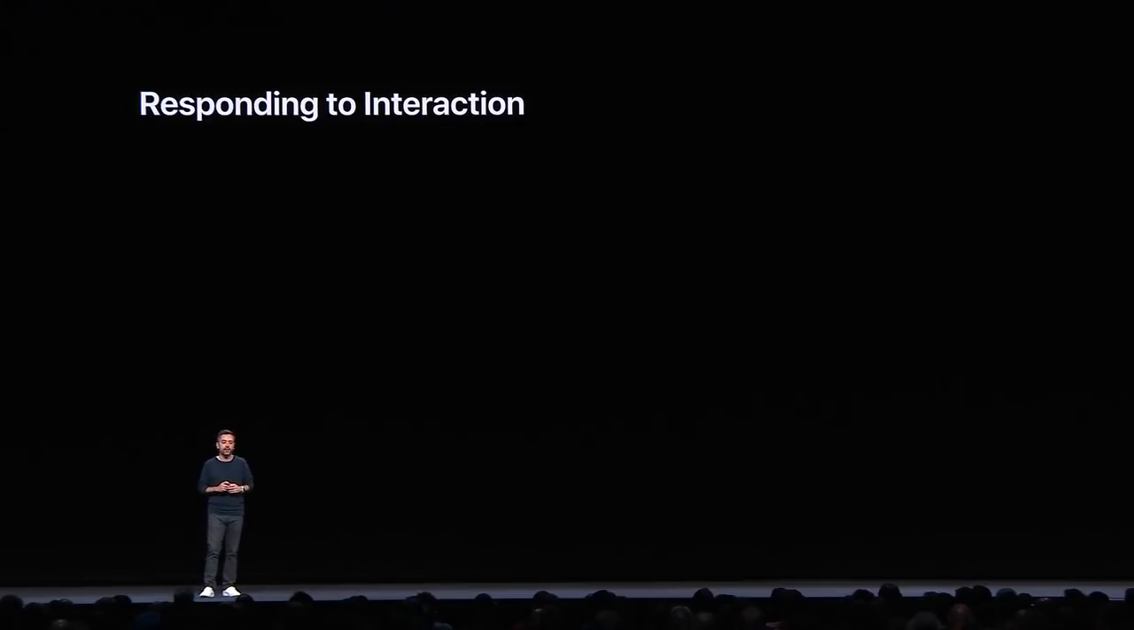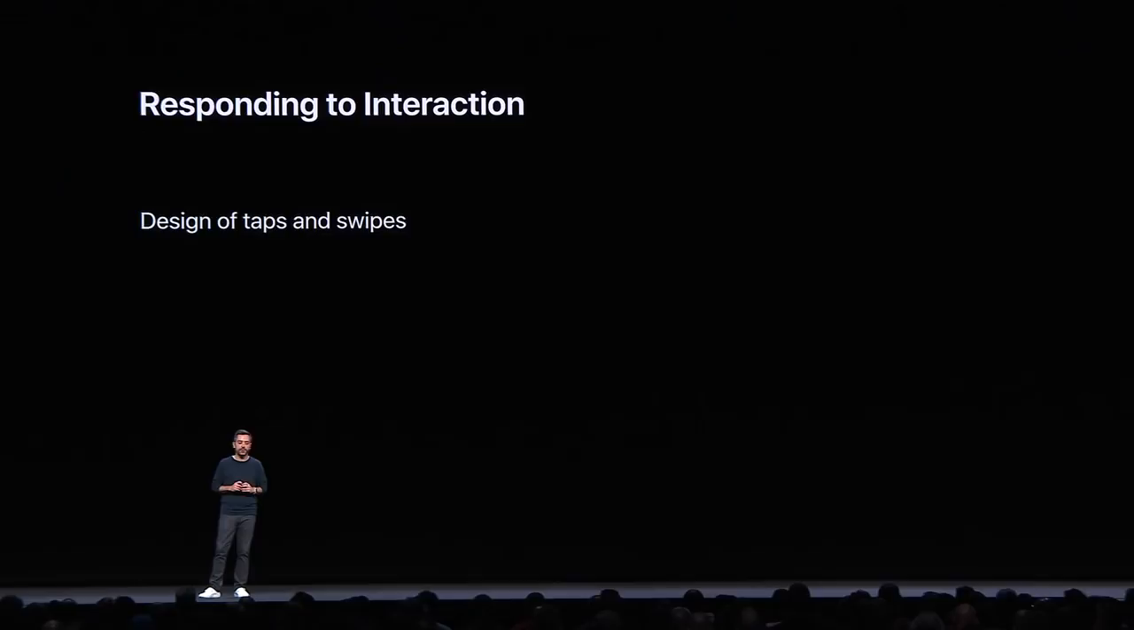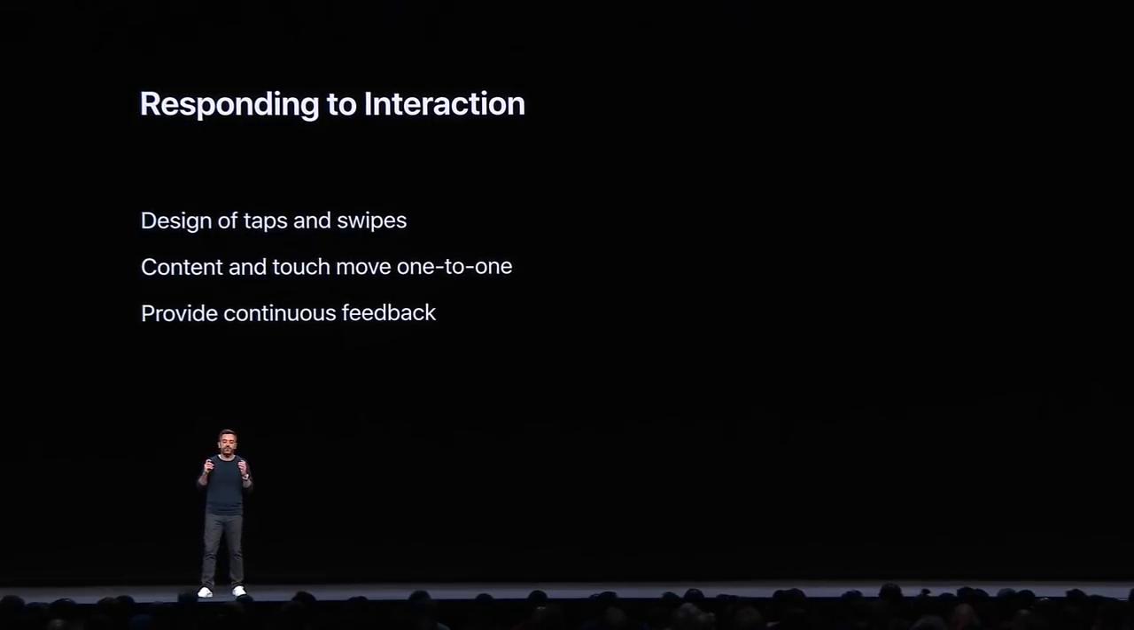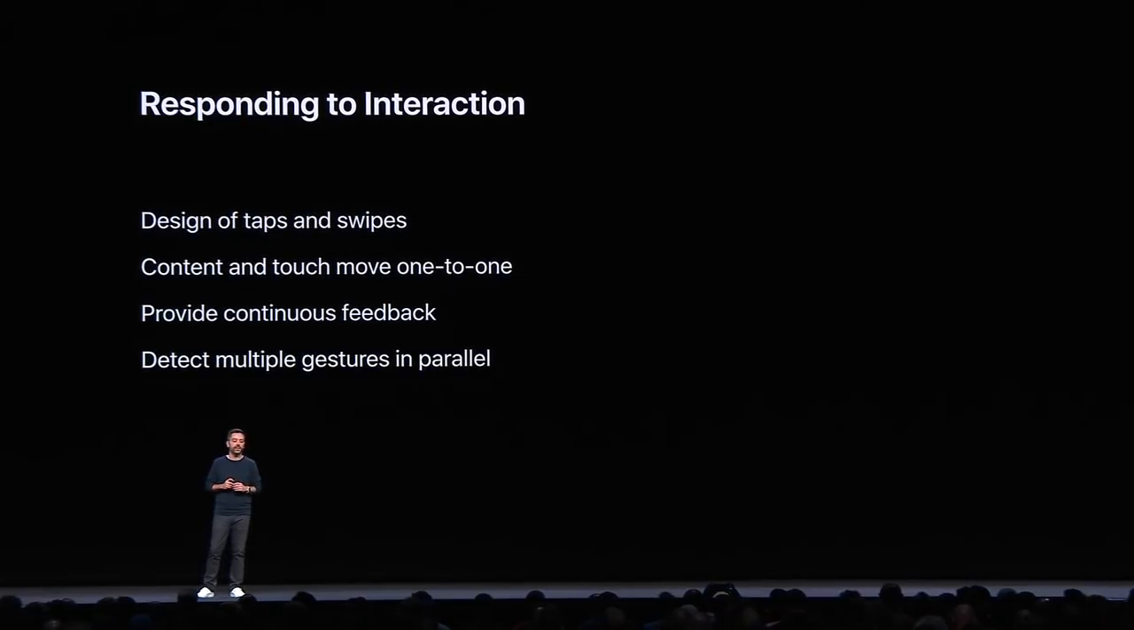So to summarize, we've seen how to design some core gestures, like taps and swipes. We've seen that content and touch should move one-to-one, and that is one of the core concepts of iOS. You should also provide continuous feedback during all interactions. And when having multiple gestures, detect them in parallel from the beginning.